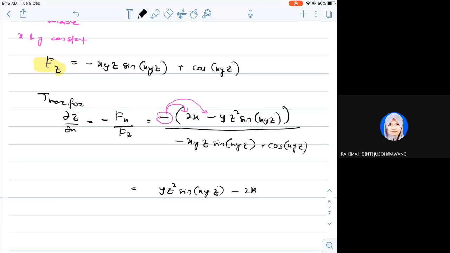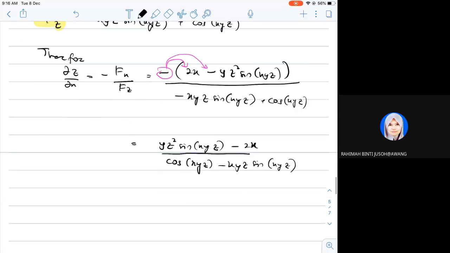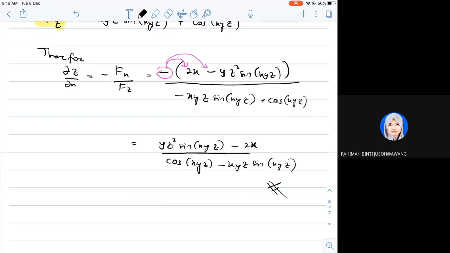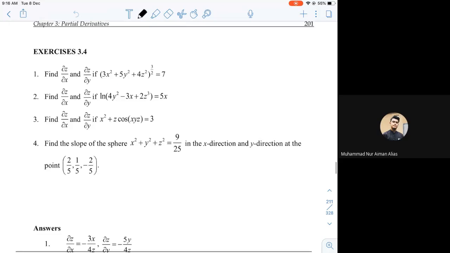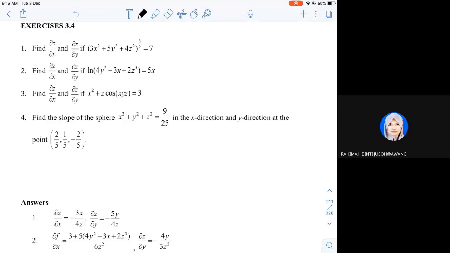minus 2x divides by cos ni bawa ke depan lah sebab dia positif kan. Cos XYZ minus XYZ sin XYZ. Okay, that's it. That's the answer. Understand, guys? Yes. Okay. If you look at question number 4, it should be simpler lah.